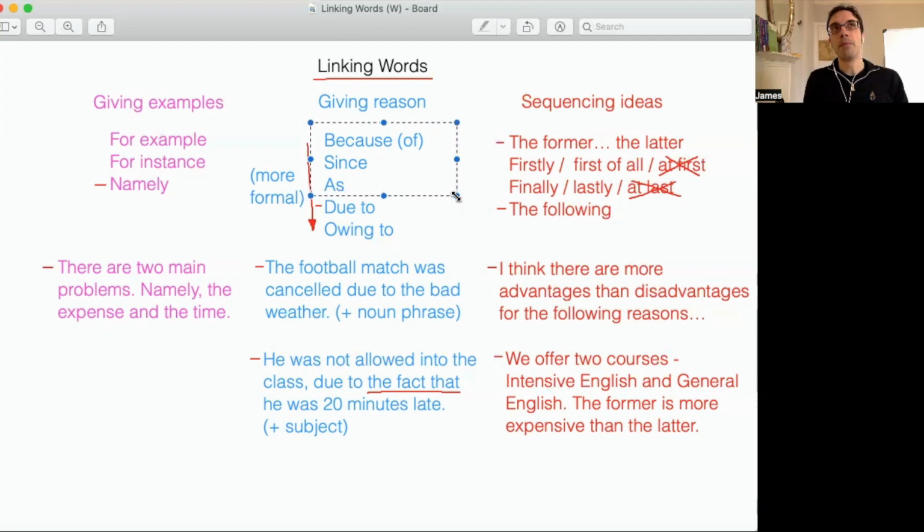So let's say, because the company is getting bigger, they are taking on extra staff. You can just replace because with since or as.